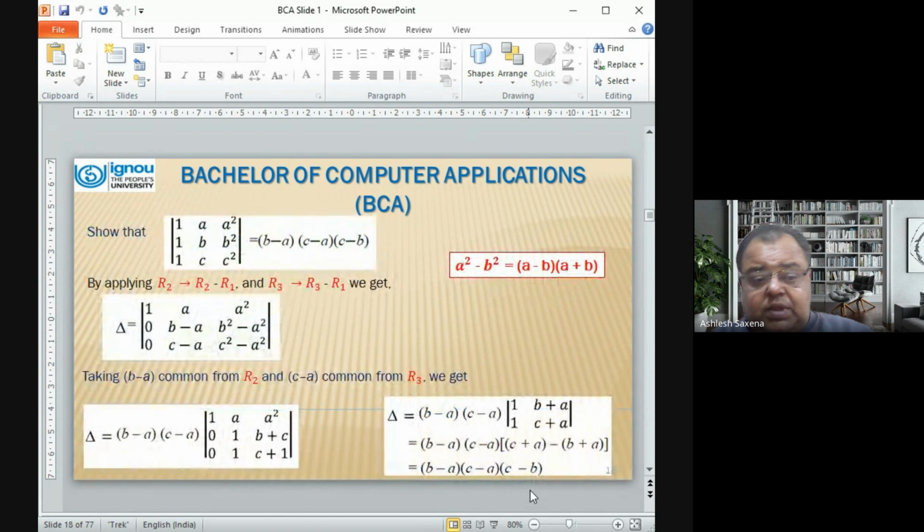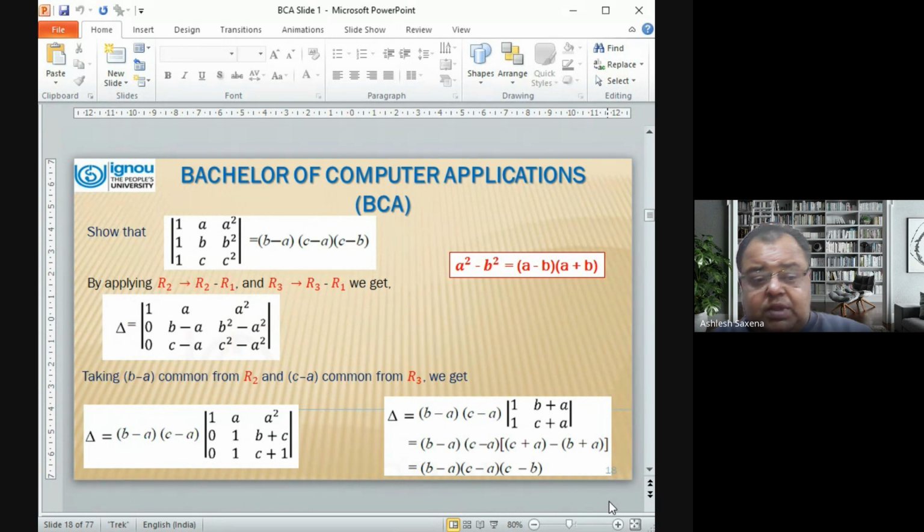Now here it comes. How properties of determinants are applied to solve a particular problem. Okay, now this is the problem, and you are being asked to prove that this is equal to this. I told you a minute back that in a determinant, you have to make the maximum number of zeros.